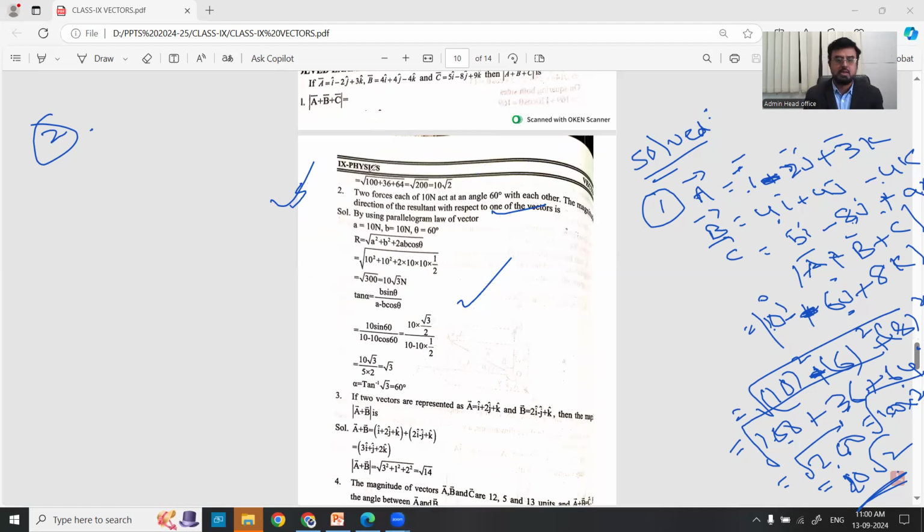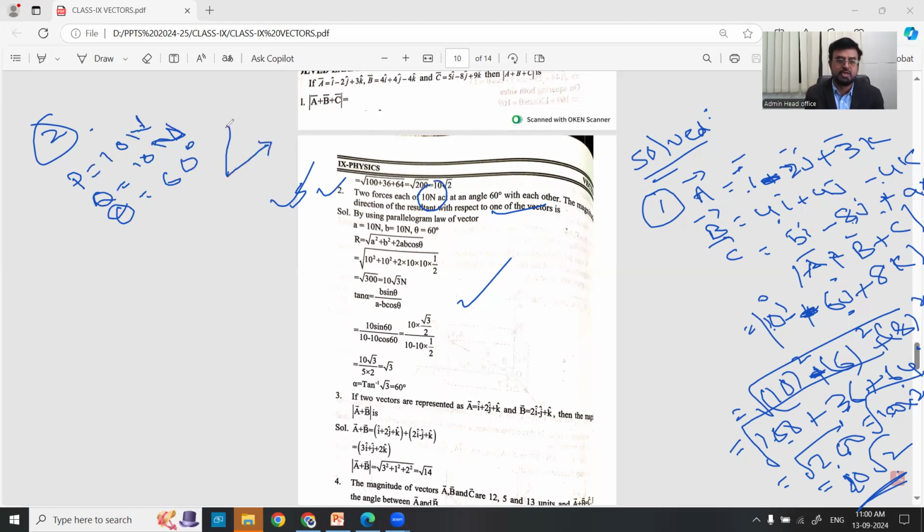Very simple. Again, same parallelogram law of vectors. Just now I told, two forces. Force is a vector quantity. Two forces of 10 Newton each. Forget about AB. That means P is equal to 10 Newton here, Q also is equal to 10 Newton, and the angle is given, theta is equal to 60 degrees. This is the data given, 60 degrees with each other.